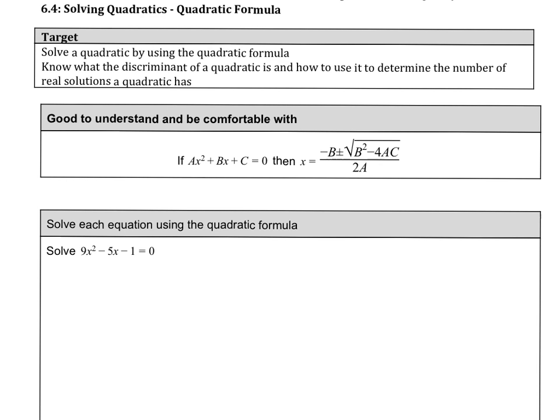So you're just plugging in numbers. Basically I'm looking at this problem and I know that a is 9, that b is -5, and that c is -1.